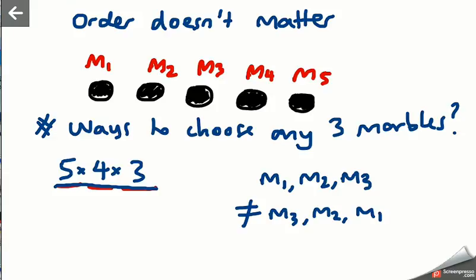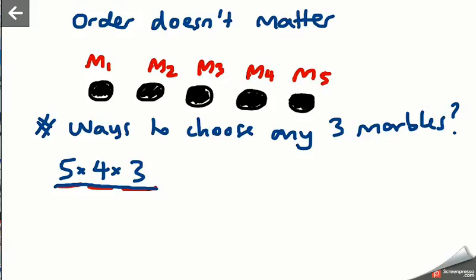I want them to be the same choice because I still have marble 1, marble 2, marble 3 in my hand, whether I choose them in this order or in this order. Doesn't matter. The result is the same. I've still got those 3 marbles in my hand. So I need to divide by the number of different orderings that I can choose those particular 3 marbles in.